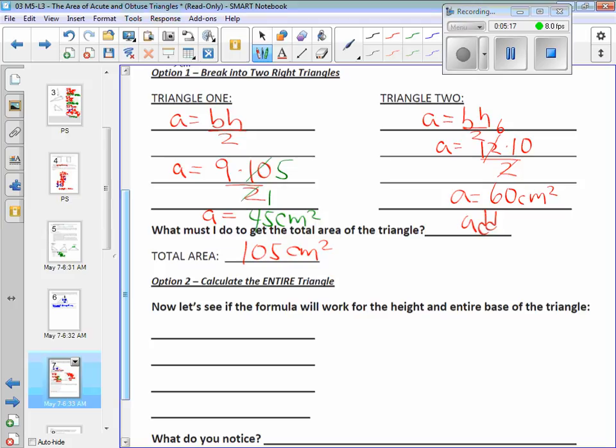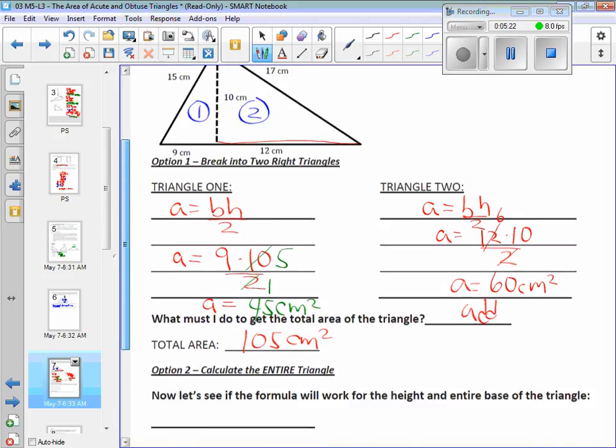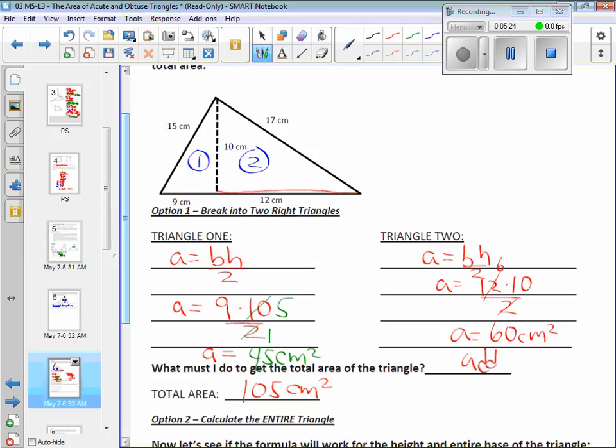Okay. Here's the shortcut. Looking back at the original triangle, forget about the altitude or height for a minute. What is the length of the entire base of that triangle? Got to do a little mental math.